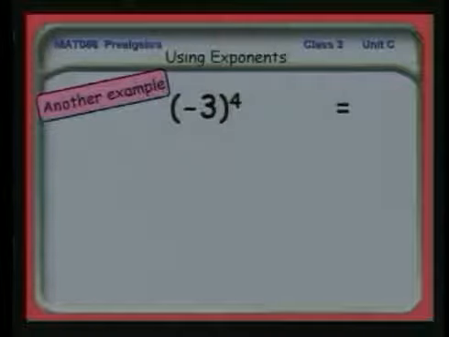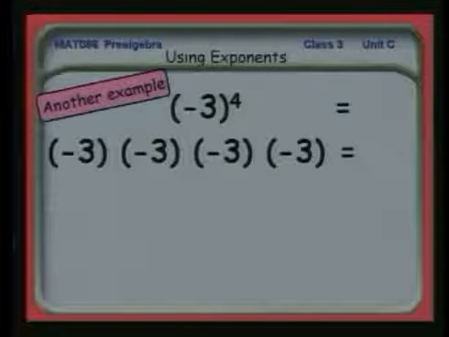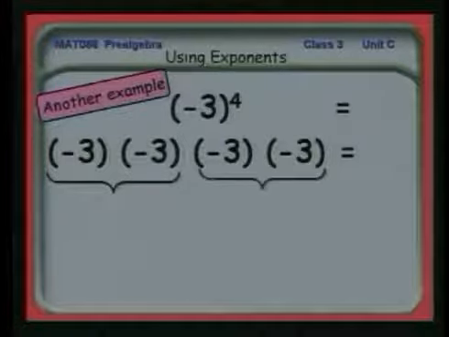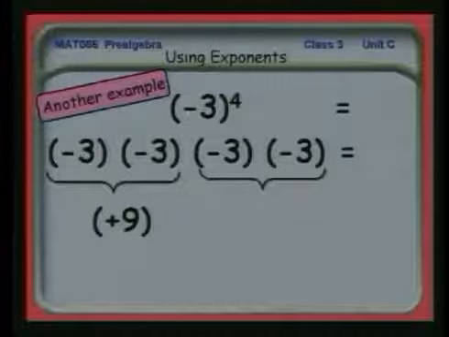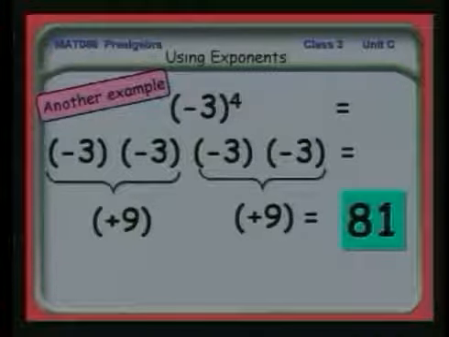Let's look at another one. We have negative 3 to the 4th power. That's minus 3 times itself 4 times. So if we group them, minus 3 times minus 3 and minus 3 times minus 3, I get plus 9 there, negative times negative, plus 9 there. 9 times 9 is 81.